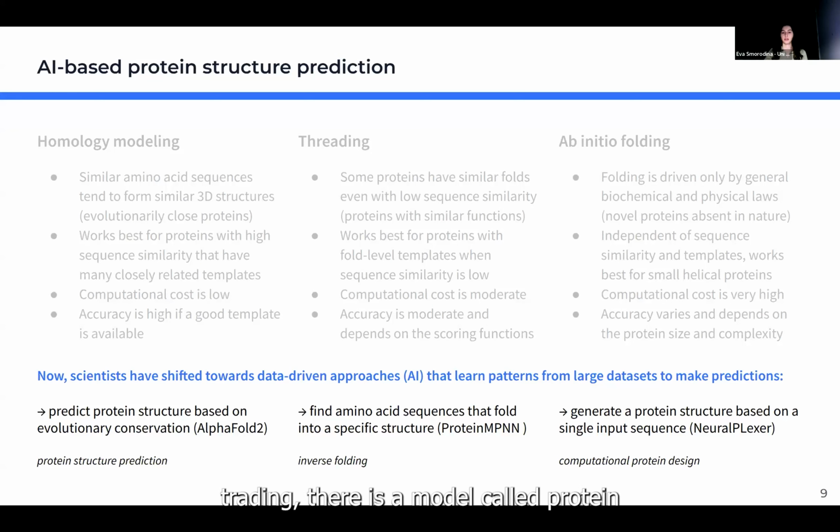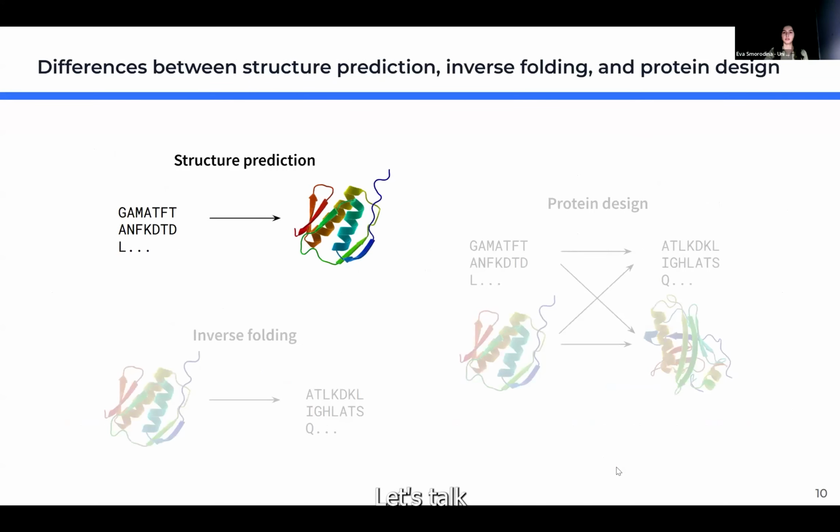In terms of threading, there is a model called ProteinMPNN that generates and fits a new sequence into an existing fold, which is actually quite similar to the threading approach of fitting your sequence into existing template folds. And ab initio folding is very similar to generative structure prediction, when you try to generate the complex or a molecule all alone. This way, we get three concepts: protein structure prediction, inverse folding, and computational protein design. Let's talk a bit more about the differences between these three approaches.